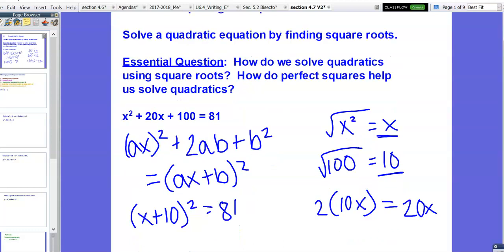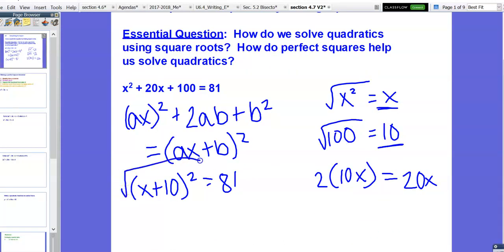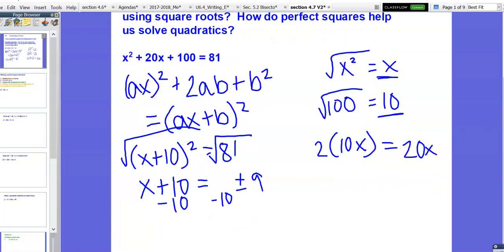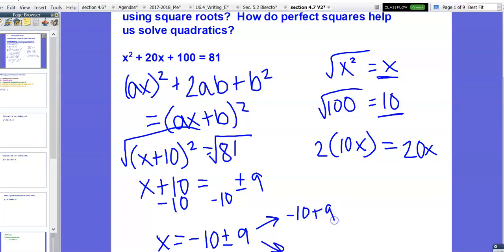And we already learned that from here we can take the square root and then subtract 10 to get x all by itself. And then because these are integers, we can just solve for both values of x. Negative 10 plus 9 equals negative 1. Negative 10 minus 9 equals negative 19. So these would be our two solutions.